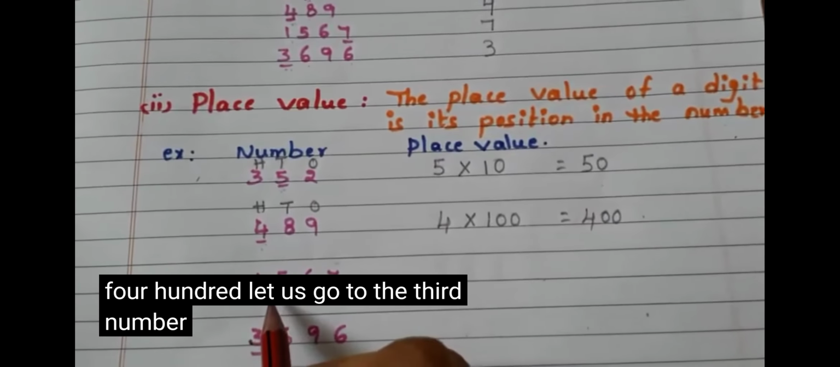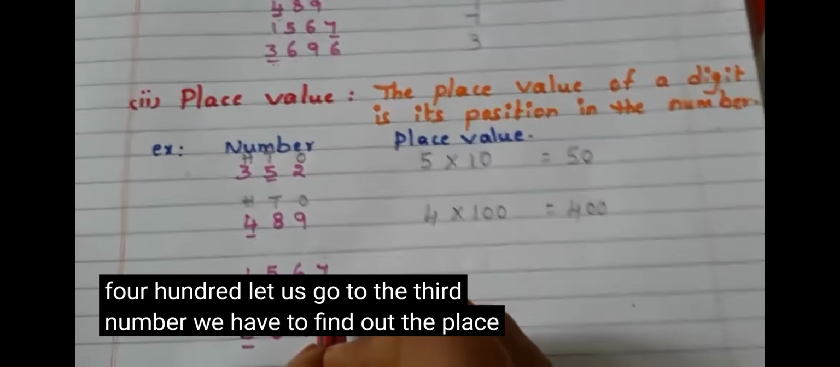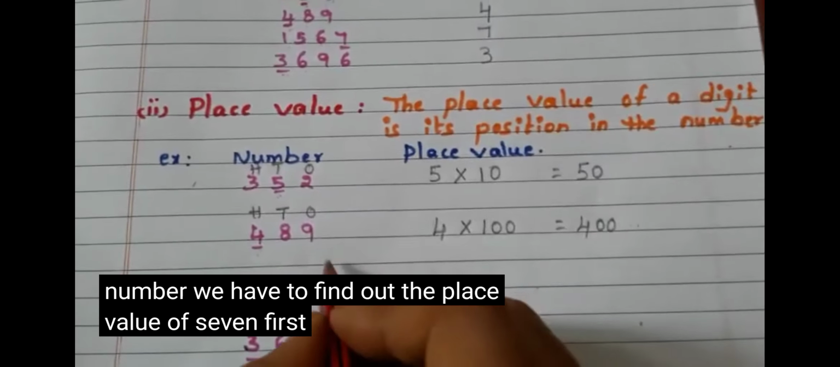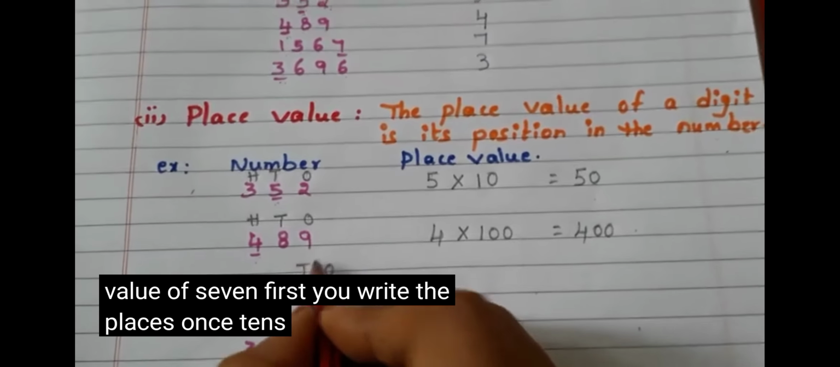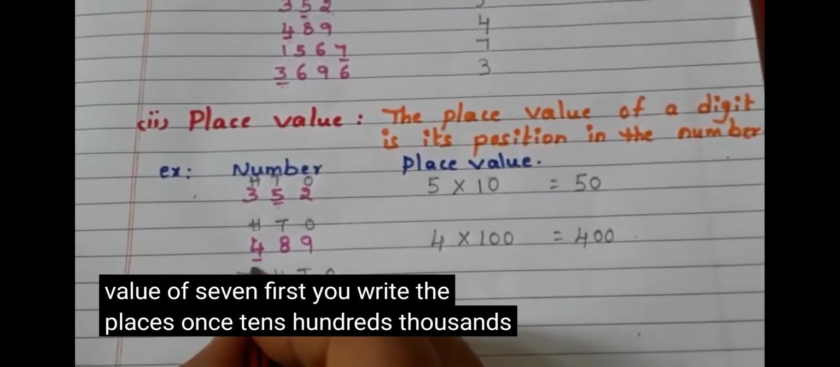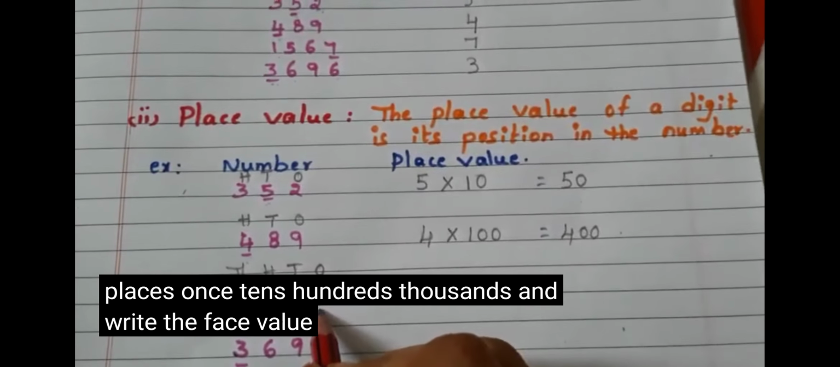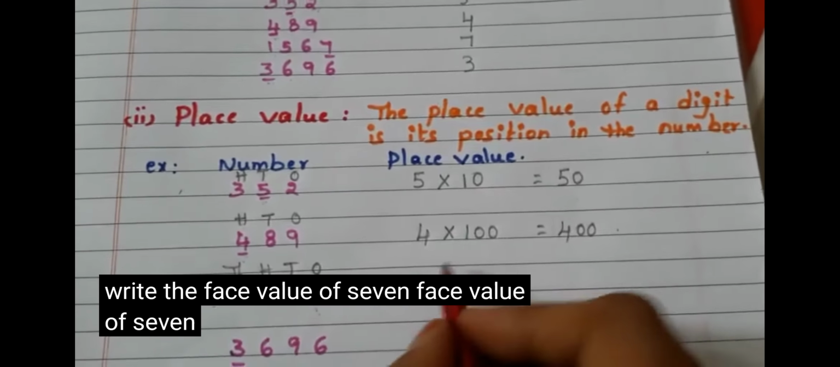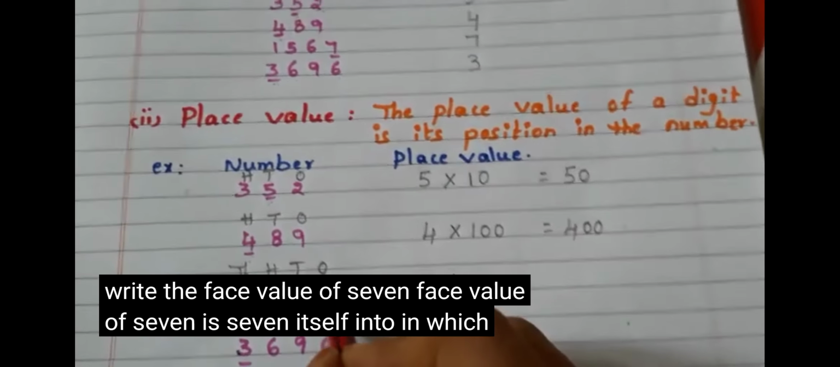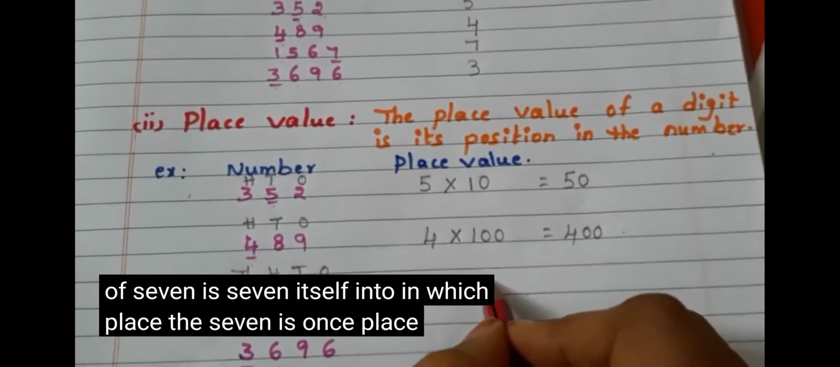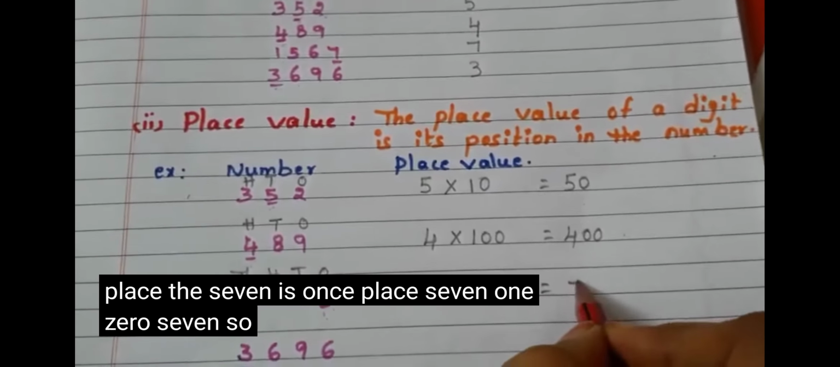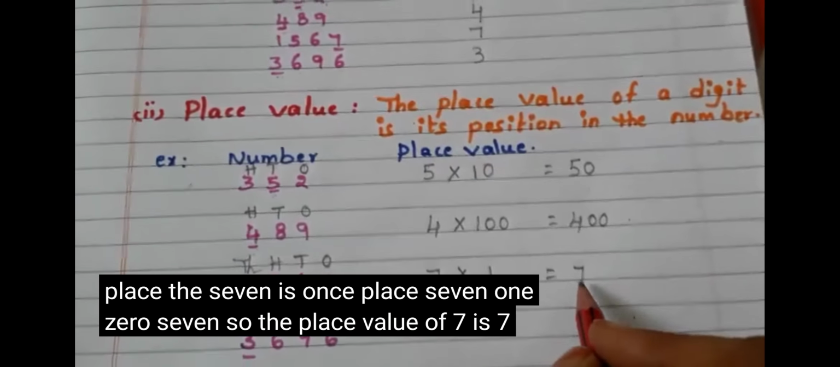Let us go to the third number. We have to find out the place value of 7. First you write the places: ones, tens, hundreds, thousands. And write the face value of 7. Face value of 7 is 7 itself. Into, in which place is the 7? Ones place. 7 ones are 7. So the place value of 7 is 7.